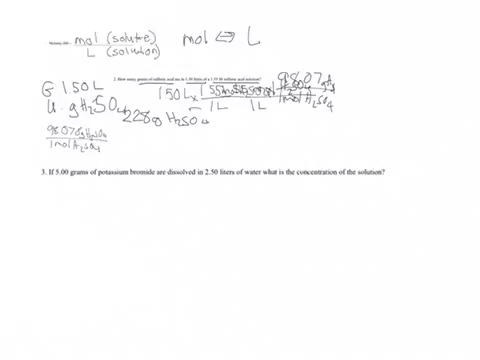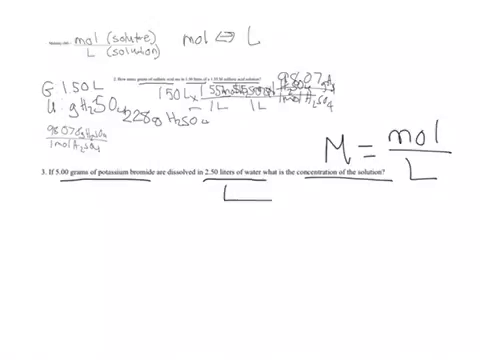Okay, let's do one more problem. In this problem, you are given 5 grams of potassium bromide. You are dissolving it in 2.50 liters of water. What is the concentration? Remember, concentration is molarity, which is moles over liters. Well, you have your liters, but you do not have your moles. Instead, you have grams. But by now, you should know how to convert from grams to moles. So that's how we're going to start.